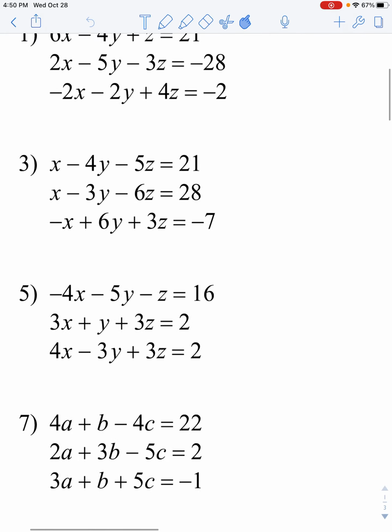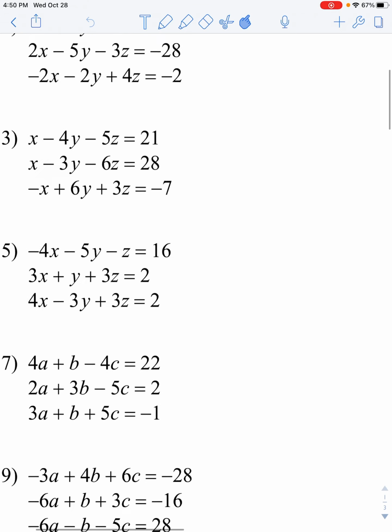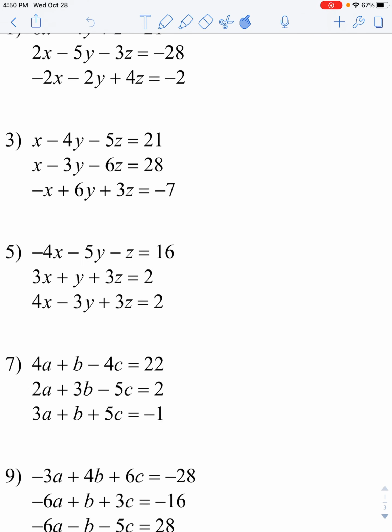Let's do number three. I think one of the students this week was asking me questions about number three. So the goal is you have to use two of your equations to eliminate a variable and then use a different pair to eliminate that same variable. And by doing that, you go from systems that have three variables, and we've eliminated it down to two different systems that have two variables. And once you have two systems with two variables, you can put those together and eliminate a variable, and then you know what one of your variables is equal to.